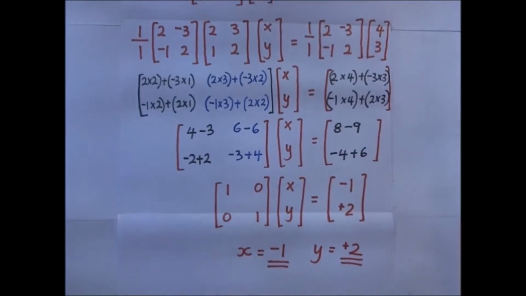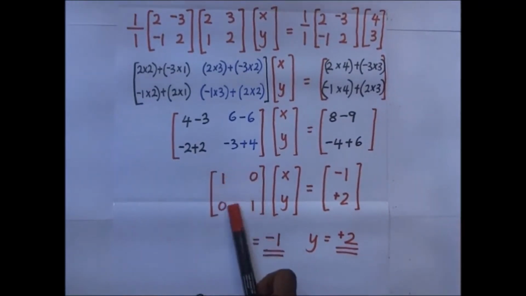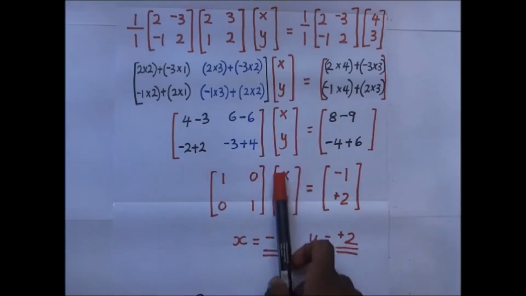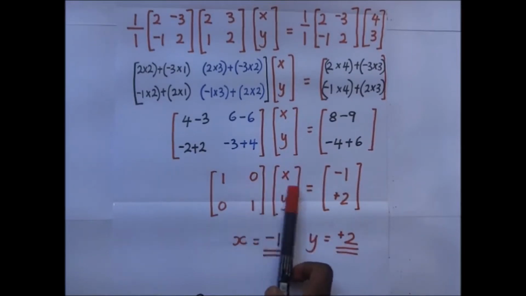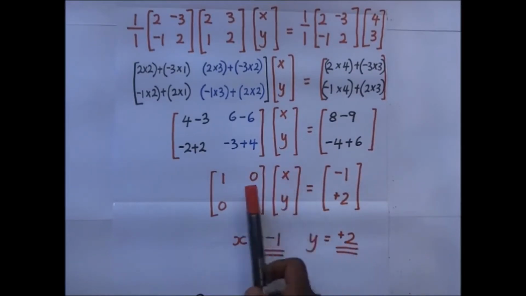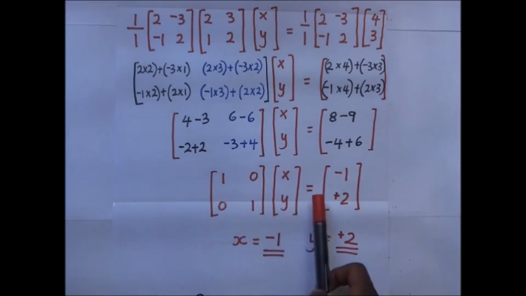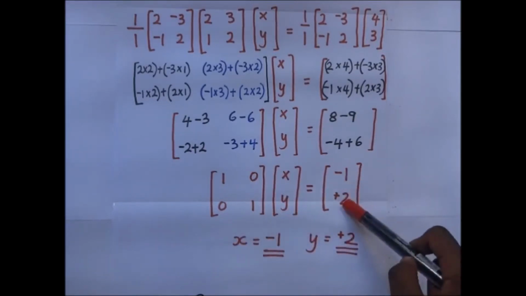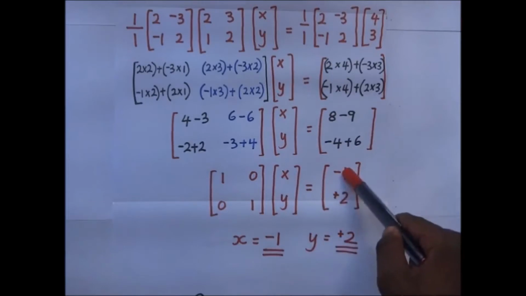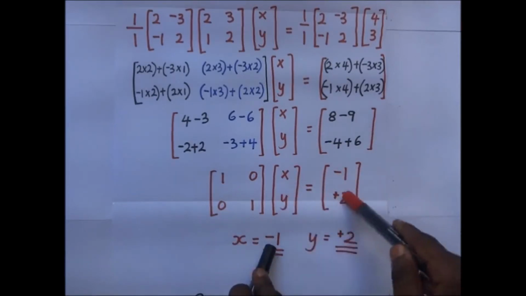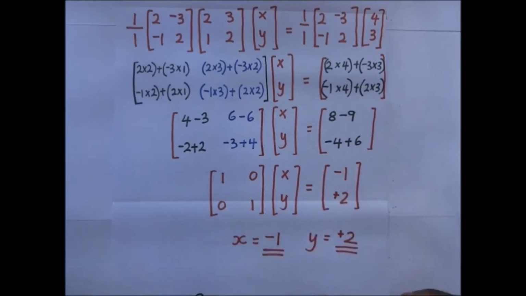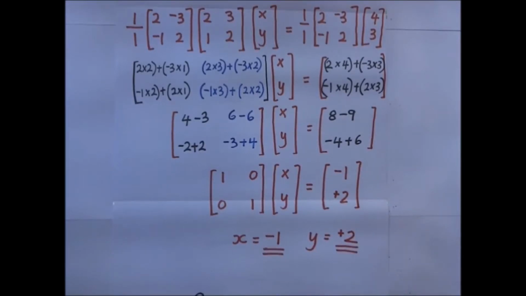So now, of course, when we multiply an identity matrix by any matrix, this gives us the same. This times xy gives us xy is equal to -1, 2. So it means our value of x is -1 and our value of y is +2. And so this is how we solve a simultaneous equation using the matrix method. We will do one more example.